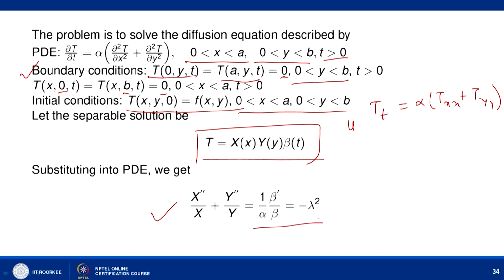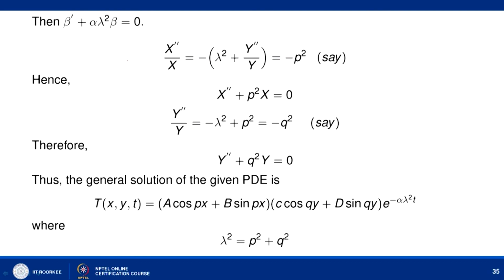Now, we have two sets of equations, one set is this and another set is given by this. So, we have β dash plus alpha lambda square β equal to 0, and another we can write: X double dash upon X equal to minus p square, plus Y double dash upon Y equal to minus lambda square plus p square. So, we have the equation X double dash plus p square X equal to 0, and Y double dash upon Y is written as minus lambda square plus p square. Let us for simplicity write it as minus q square. So, we can write Y double dash plus q square Y equal to 0.